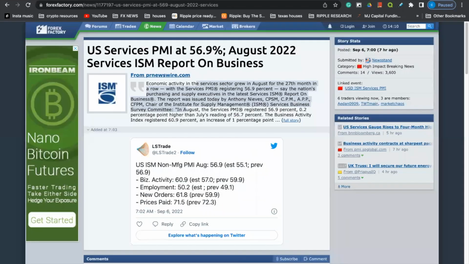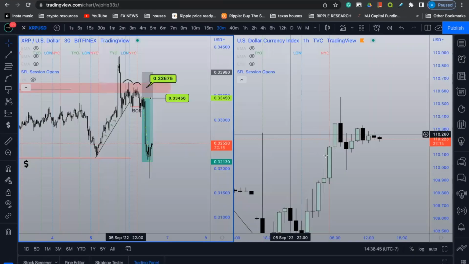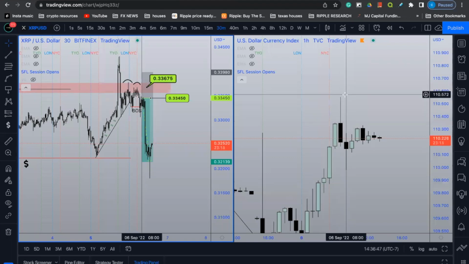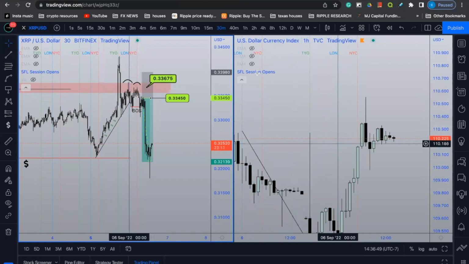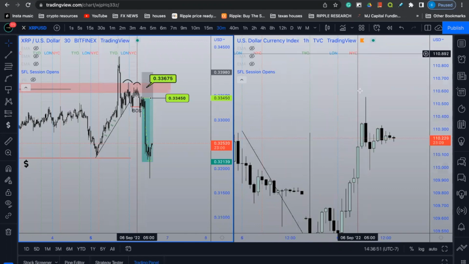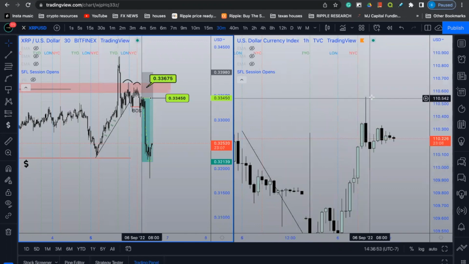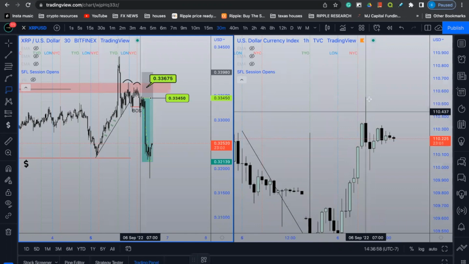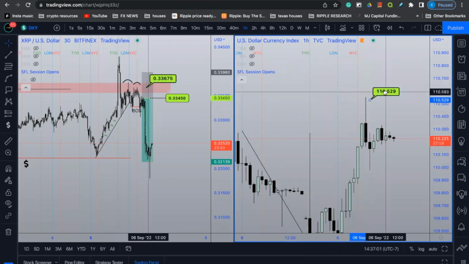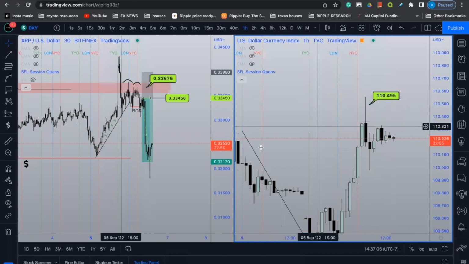We saw that the service sector PMI grew in August for the 27th month in a row, which temporarily boosted the United States dollar. Okay. You guys can see that the United States dollar strength on the hourly chart during New York session open came up to a new high at roughly around 110,500. With that being said, that allowed me to take a short scalp position on XRP US dollar, and I'm going to get into that here today.